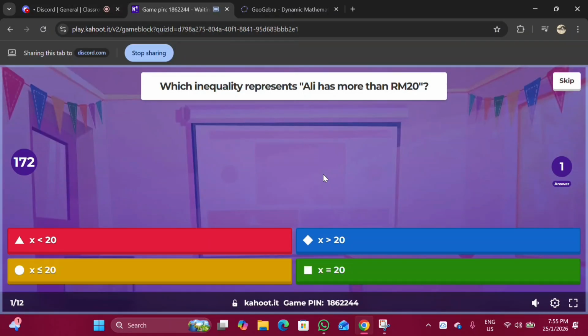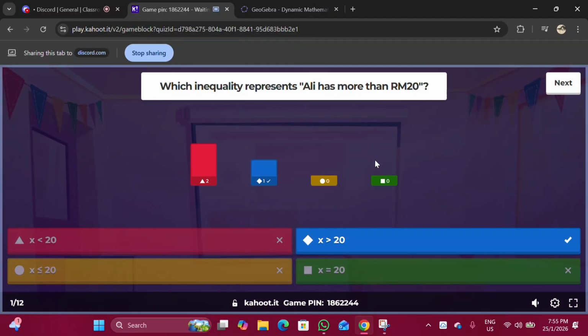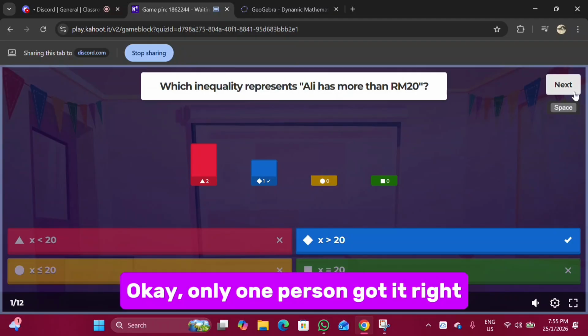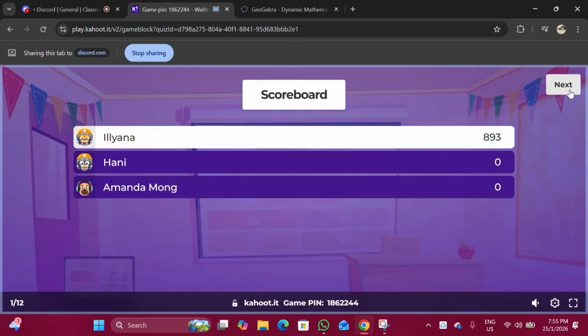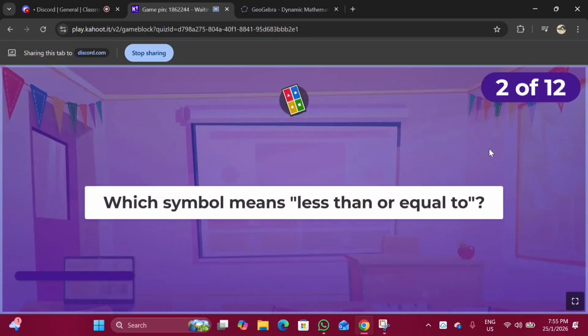So, which inequality represents more than 20 ringgit? Red is x less than 20. Yellow is less than or equal to 20. The blue one is x more than 20. And the green one is x equal to 20. Okay, only one person got it right, Liliana. Okay, the next one.